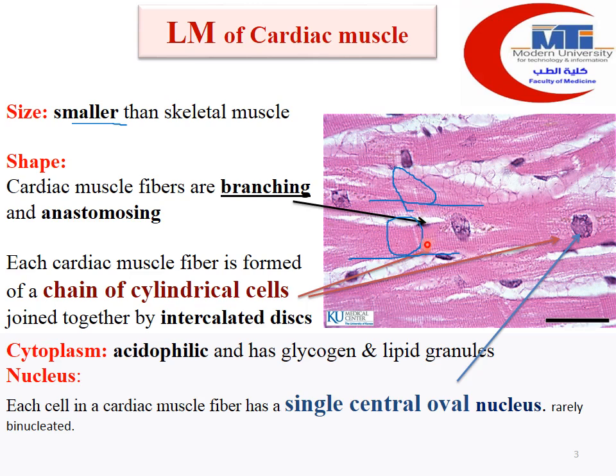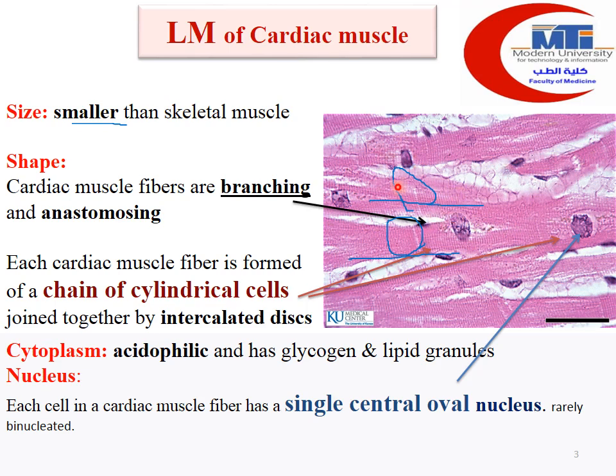Cytoplasm of cardiac muscle. Cytoplasm is acidophilic and has glycogen and lipid granules. Nucleus of cardiac muscle: each cell in cardiac muscle fibers has a single central oval nucleus, rarely binucleated cells.